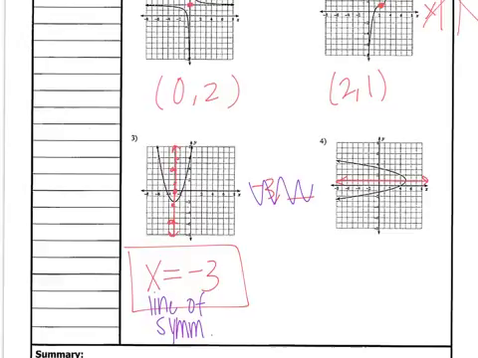This time, we're crossing the y-axis, so this is y equals a value. We're up 1, so y equals +1.